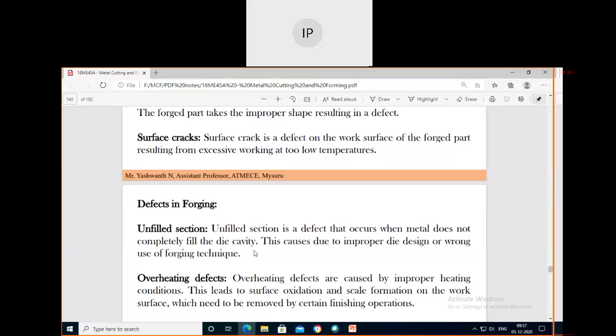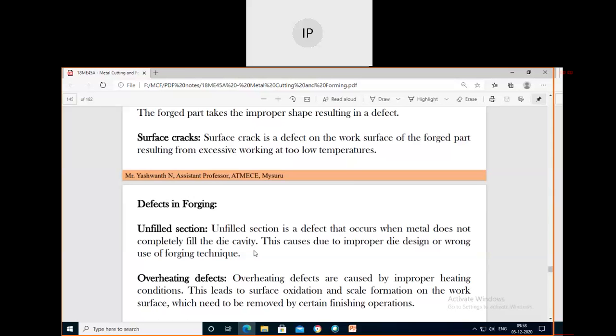This is caused by improper die design or wrong use of forging techniques. Here the die design plays the most important role. So before starting the forming process, the shape and size of the object should first be designed on the die. Then you have to apply the force on the workpiece.